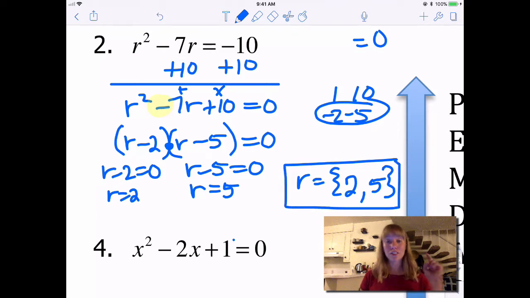Okay, so again, first step, get it equal to 0. Second step, factor. Third step, solve.